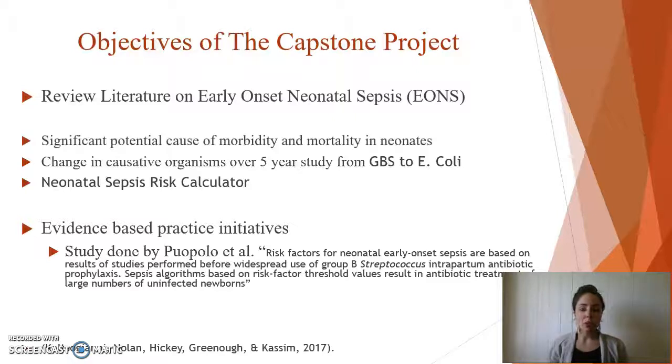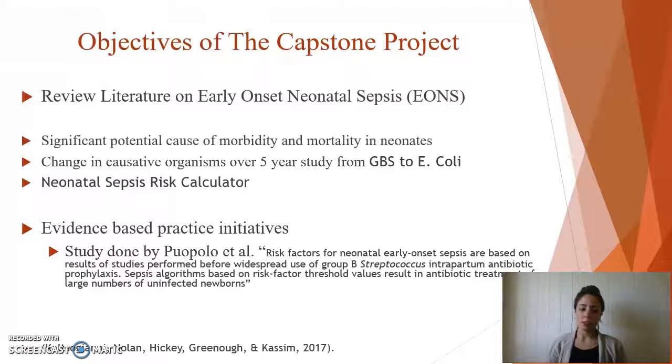So in reviewing the literature, they found that there's been a change in causative organisms for sepsis in neonates over 5 years. There was a study done by Caltagirone, Nolan, Hickey, Greenough, and Kassim that found that the organisms that were causing sepsis changed from GBS, or group B strep, to E. coli. Part of the reason for this change was the introduction of intrapartum antibiotic treatment of the mothers. And part of the reason they feel was due to the overuse of antibiotics.